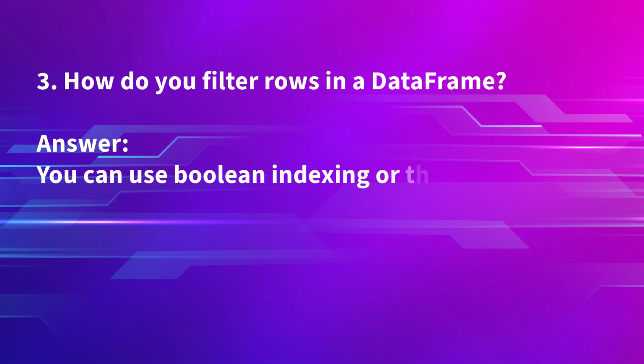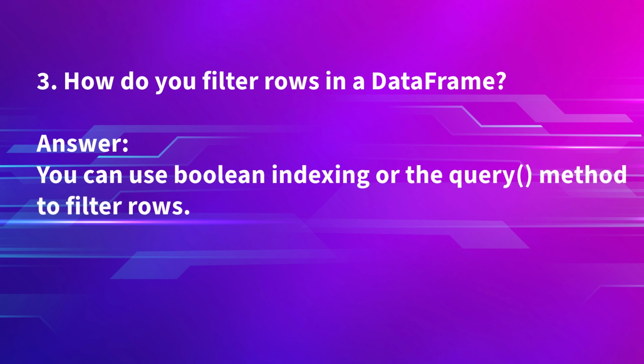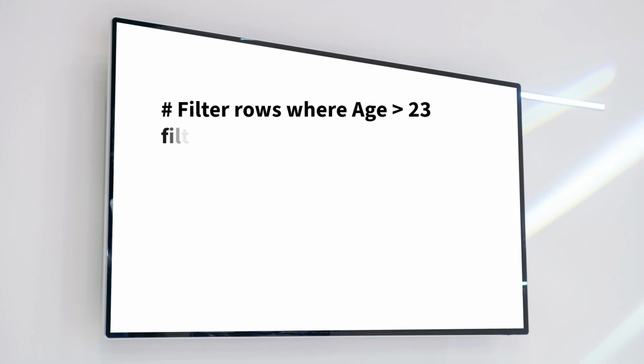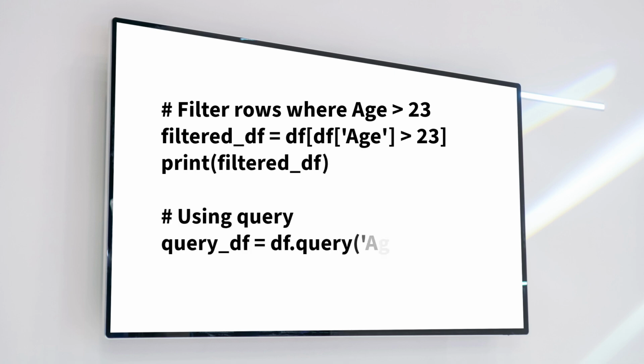How do you filter rows in a data frame using pandas? You can use Boolean indexing or the query method to filter rows in a data frame. Just look at these two options which are available for filtering a particular row based on a certain condition. First option is inside df, we are giving another df and the condition which needs to be used for filtering a particular column or row. Another option available is df.query. Using any of these two options, we can filter a particular row or column based on a certain condition.